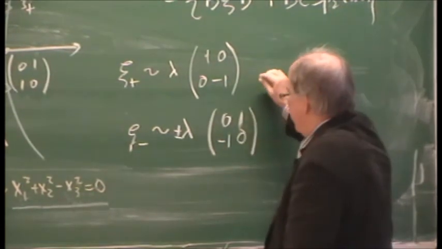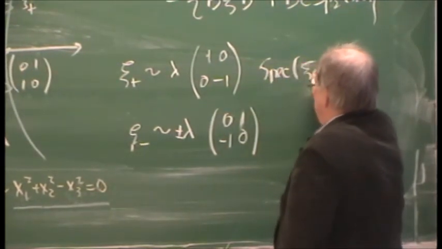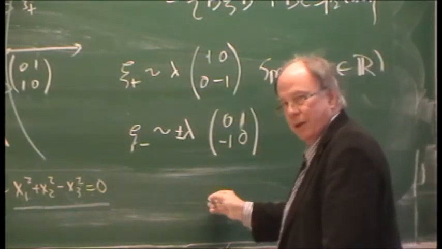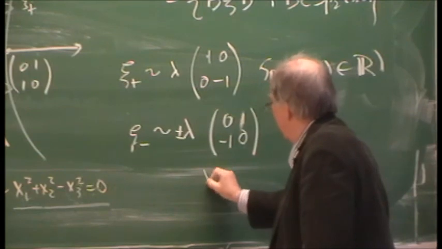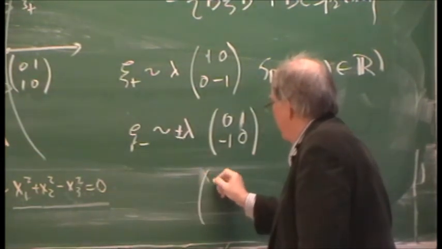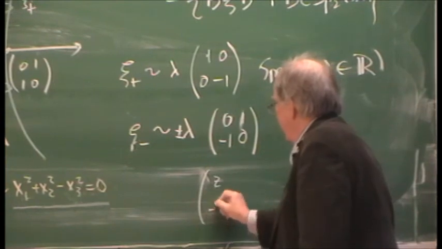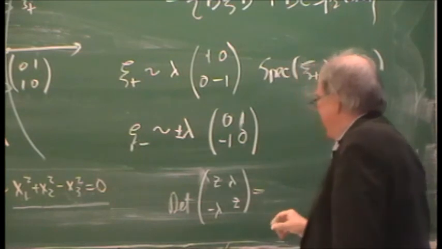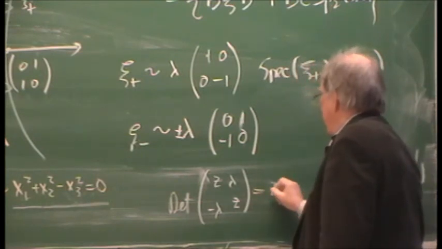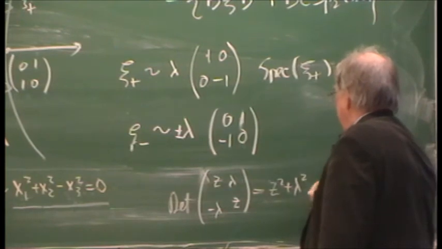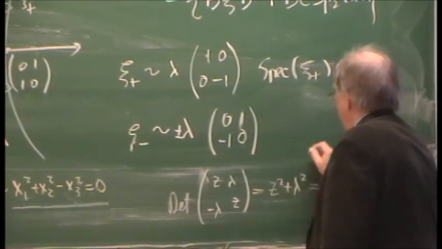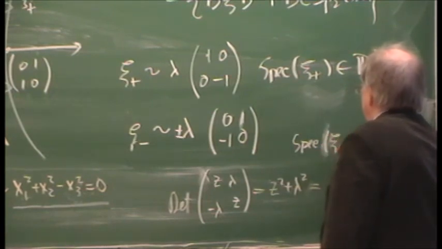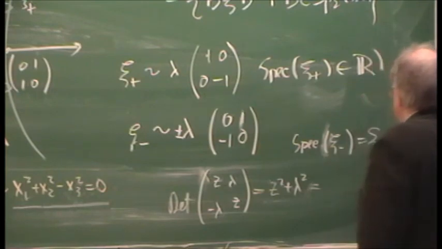So I emphasize the eigenvalues here are real, and of course anybody can compute the characteristic polynomial of this thing. What is this thing? It's lambda. The characteristic polynomial would be, say, z minus lambda, determinant, minus 1, 1. So it's z squared plus lambda squared. So this means the spectrum of this thing is plus minus i times lambda.